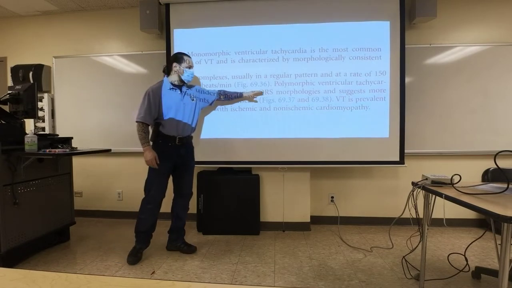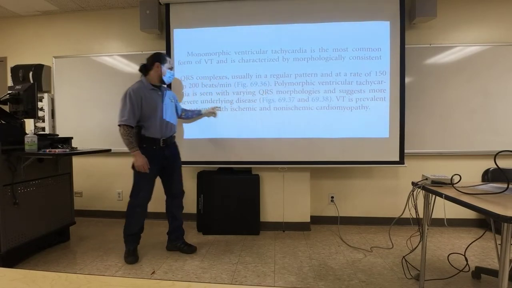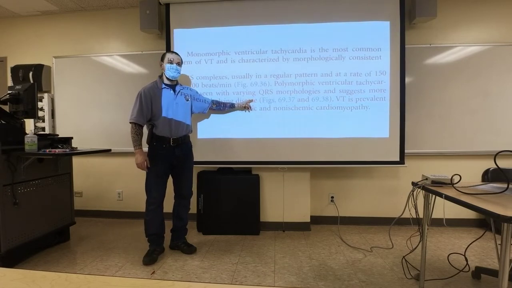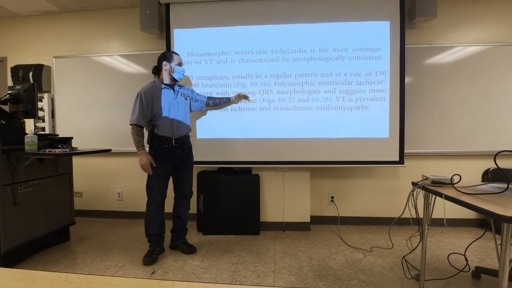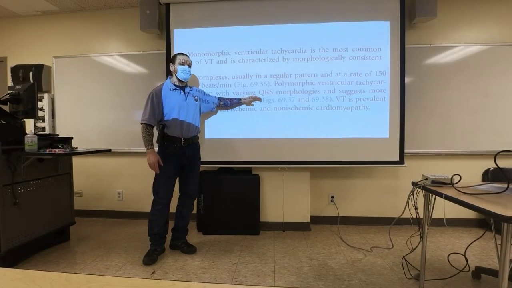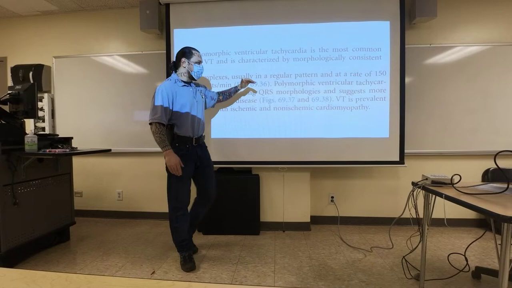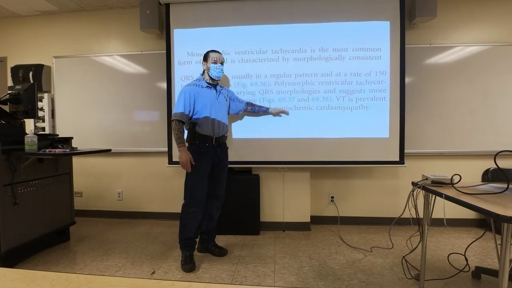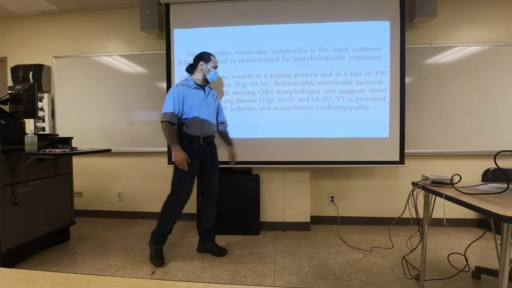The polymorphic ventricular tachycardia, the hallmark of it, is varying QRS morphologies. So it doesn't have to be torsades. It could be any etiology that's showing you varying QRS morphology. So any type of polymorphic dysrhythmia, wide in nature, that has different morphologies of your R waves. I'll show you some examples of what they are.